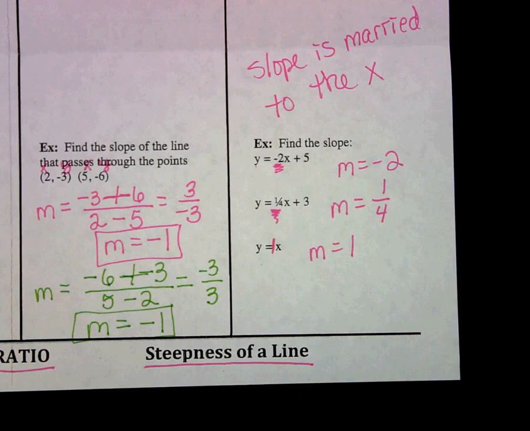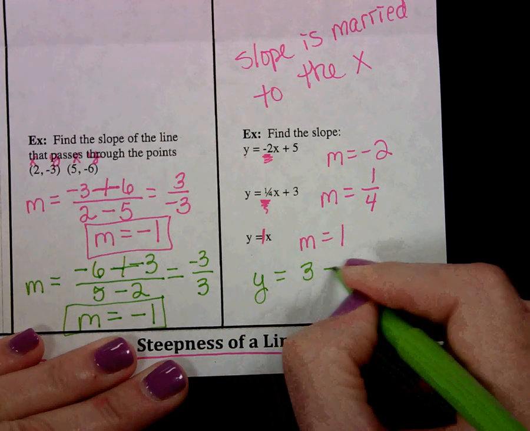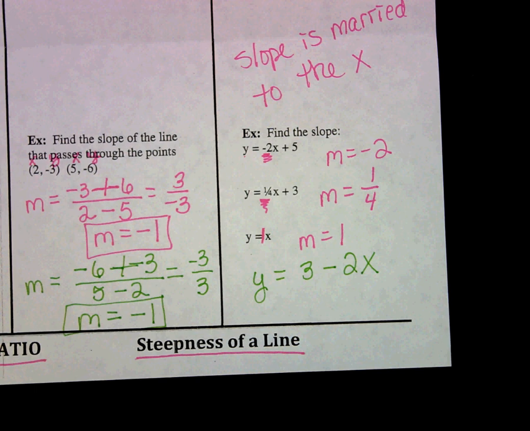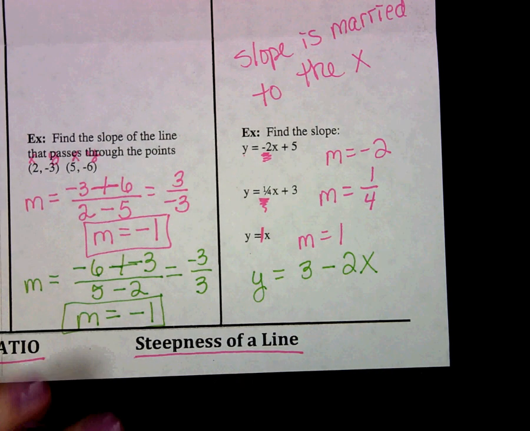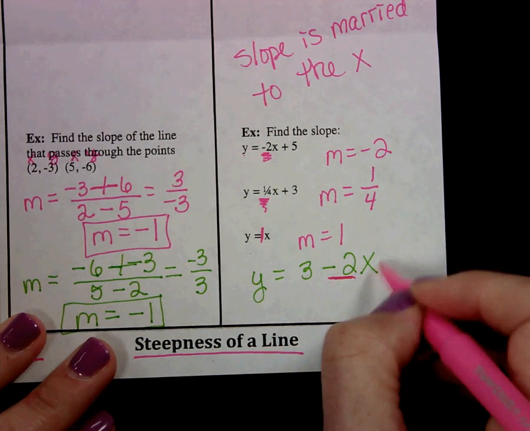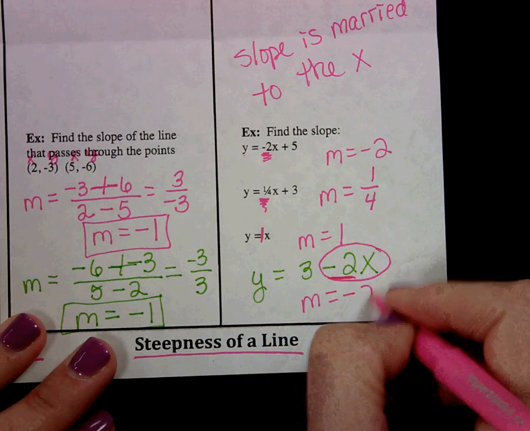I want to point out that even if we took an equation and turned it around a little bit, this is still slope-intercept form. So rearrange just a little bit. And so I want you to see that this time our slope is over here, but it's still married to the x. So in that case, our slope would be -2.